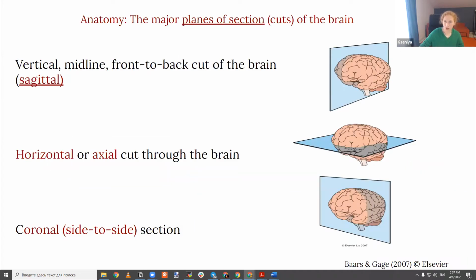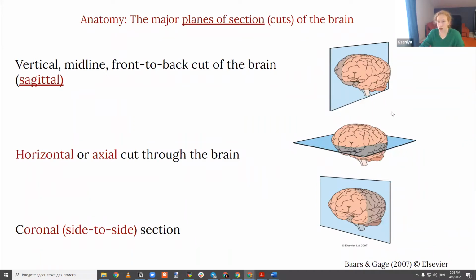The top figure shows a vertical midline front to back cut of the brain called sagittal. When brain images are recorded in the vertical plane, they go from one side of the brain across the midline between the 2 hemispheres onto the other side. And when the cut is exactly through the midline between the 2 hemispheres, like here, it's called mid-sagittal.